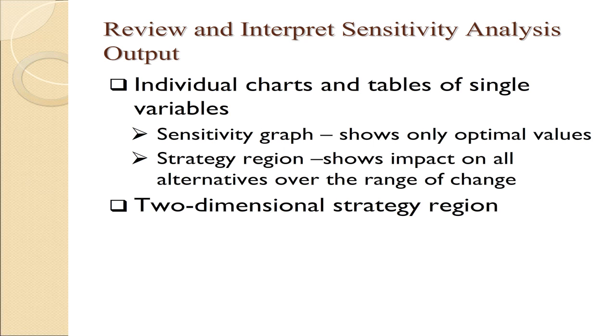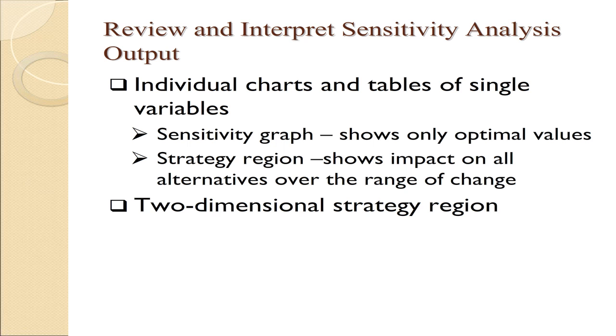In the previous slides, we showed how to set up the input in the Excel spreadsheet in PrecisionTree to carry out sensitivity analysis. In the slides that follow, we'll look at the graphs and show how to interpret them. You'll see a set of graphs that are individual charts and tables of single variables, and they show up in two different ways. One is a sensitivity graph that simply shows how the optimal value changes as a result of changes in the parameter or the cell.